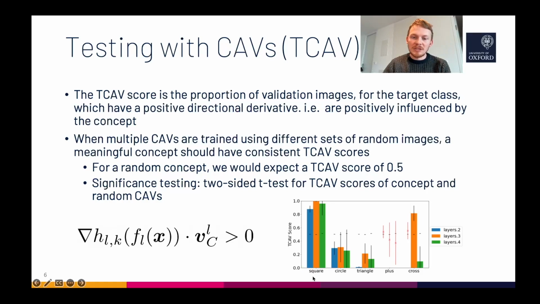Whereas, for example, the square concept here has a very high importance or high sensitivity for the model in a positive manner, and the triangle concept here also has a high importance, but in a negative manner because the scores are very low, whereas a score nearer 0.5 indicates low importance or low sensitivity to the model.